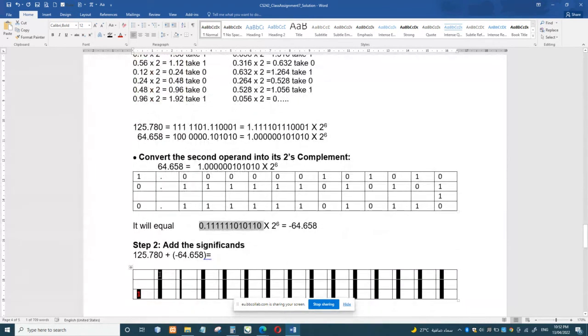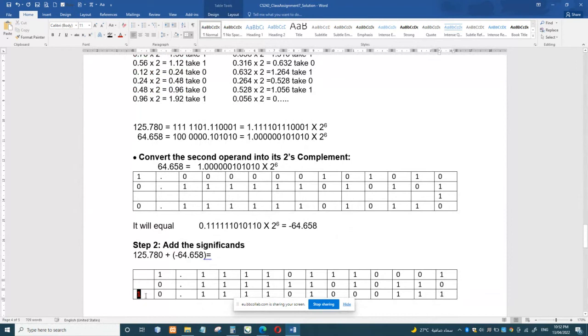So what we need to do is add both the mantissas. If we add both, you can see how. This is the first mantissa, 1.110001110001. So we have taken the first mantissa. This is 125.780, and this one is your second mantissa, which is minus 64.658.